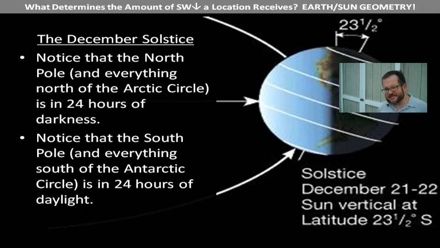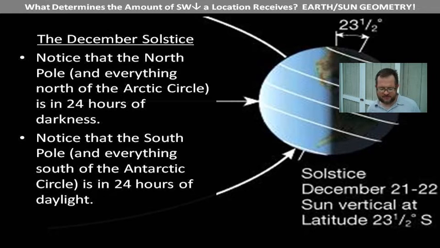Let's mix this up by looking at the December solstice. Notice that on this diagram of the December solstice, the North Pole is in 24 hours of darkness. If you could imagine animating that globe as it was turning, the North Pole would never be on the daylight side of the globe. In fact, neither would anything north of the Arctic Circle. In contrast, notice that the South Pole and everything south of the Antarctic Circle is in 24 hours of daylight. As the Earth turns, those places are never on the dark side.